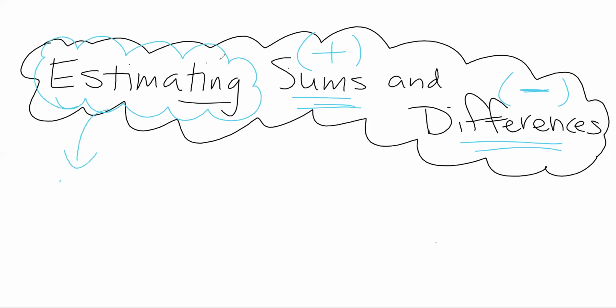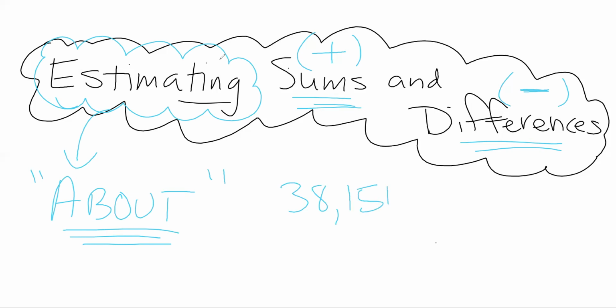And if we're estimating, we're thinking about that word "about." We want to know, what would the answer be about? Like, about how much is it if I take 38,151 and I add 37,192? About how much is my answer? We can use an estimation to give us an idea of what our answer should be. Then once we do the math, we can compare our work and say, is this close or is it not?